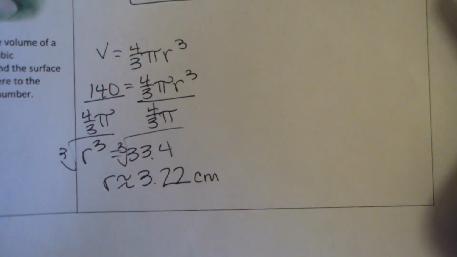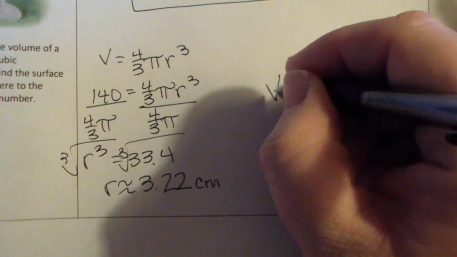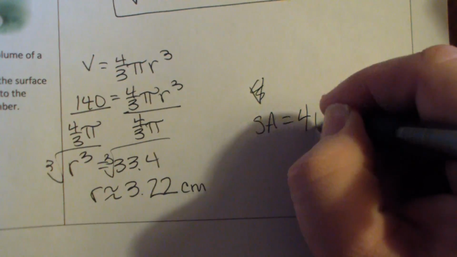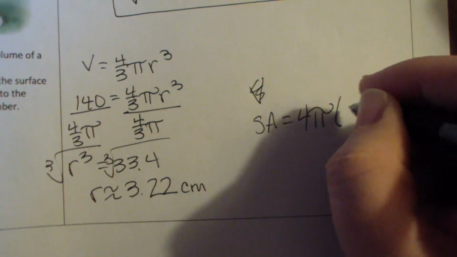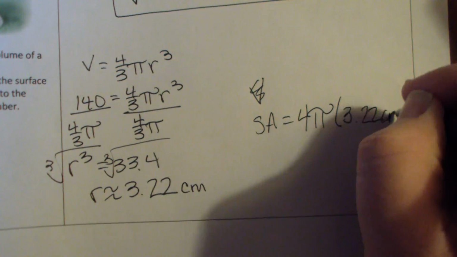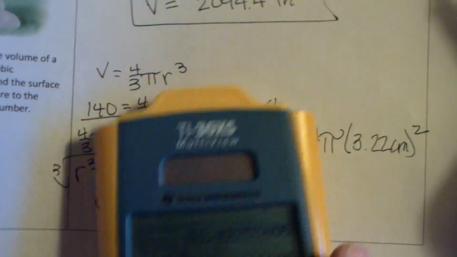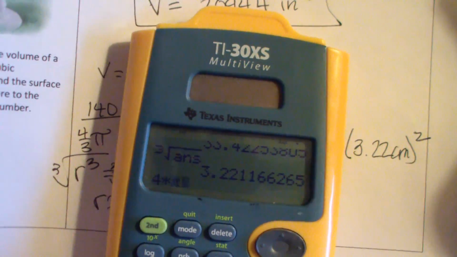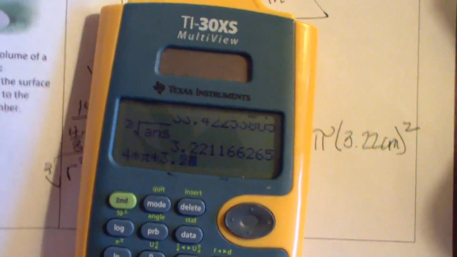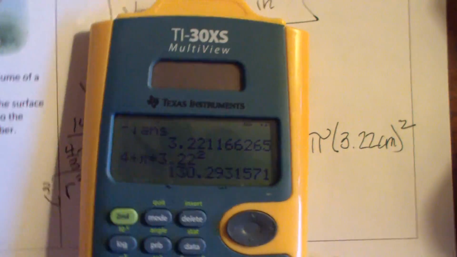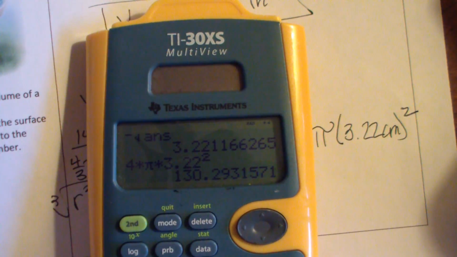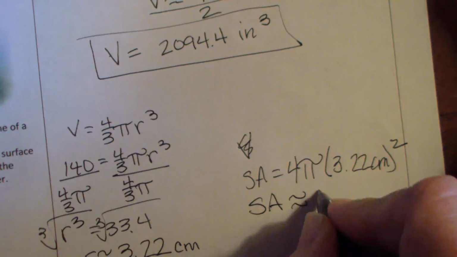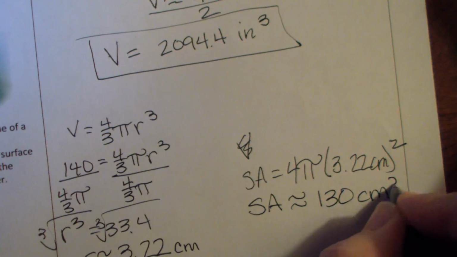Then we plug that into our formula for surface area, which is 4 pi times 3.22 centimeters squared. So 4 times pi times 3.22 squared is 130.3. To the nearest whole number, that would be 130. So our surface area is approximately 130 centimeters squared.